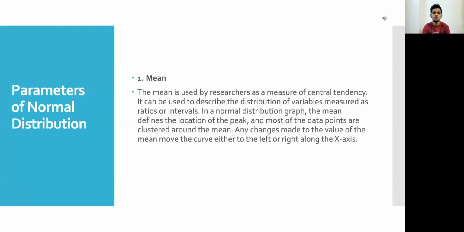Mean. A mean is used by researchers as a measure of central tendency. It is used to describe the distribution of variables measured as a ratio or intervals. In a normal distribution graph, the mean defines the location of the peak and most of the data points cluster around the mean. Any change made to the value of the mean shifts the curve, either to the left or right along the x-axis.